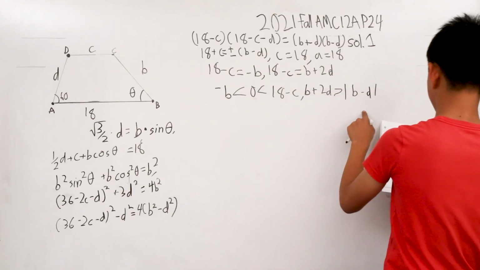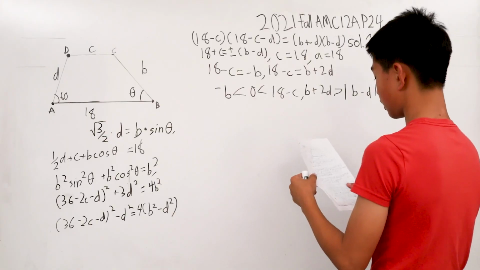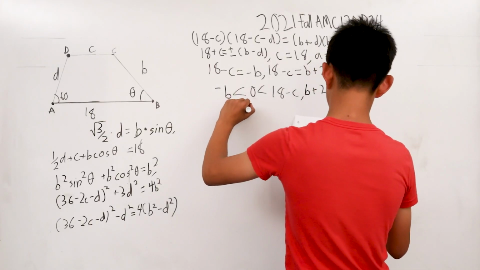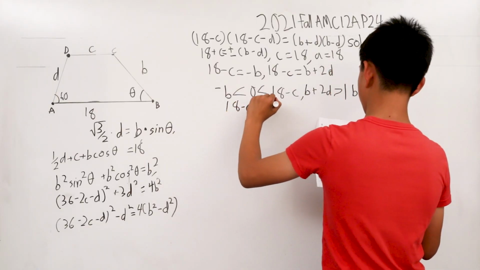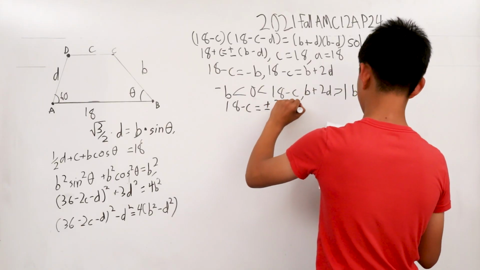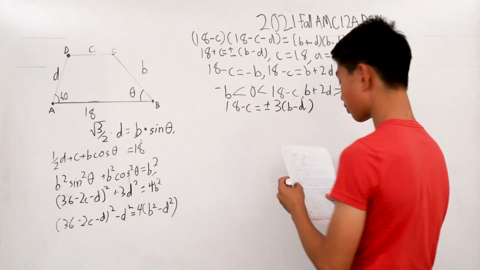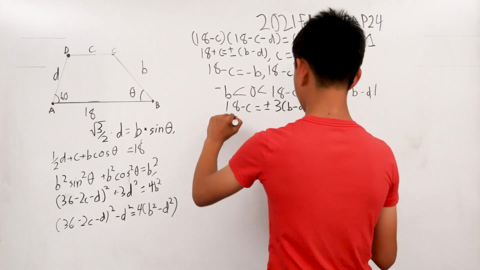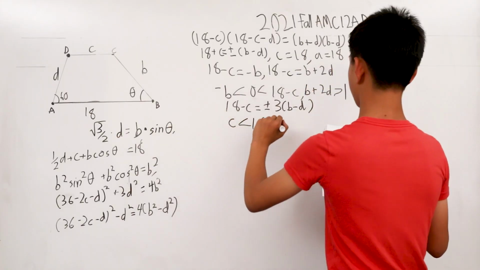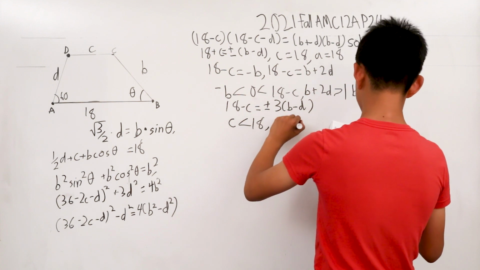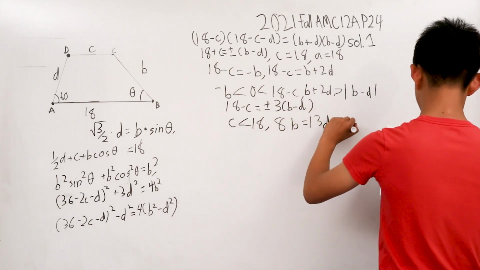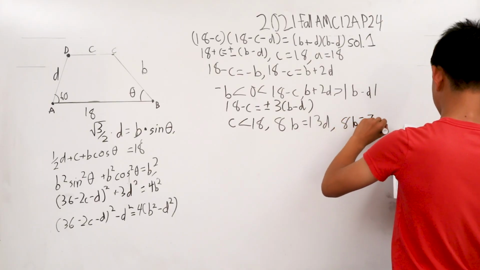This is only equal if c is the smallest. So 18 minus c is equal to positive or negative 3 times b minus d. Since we know in this problem that c is less than 18, we also know that we can write that 8b is equal to 13d, or 8b is 7d.